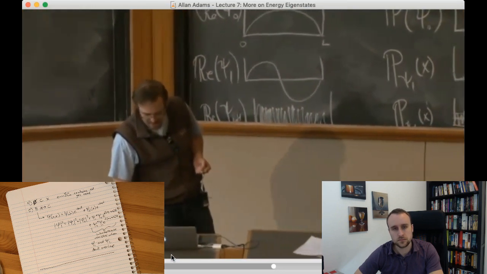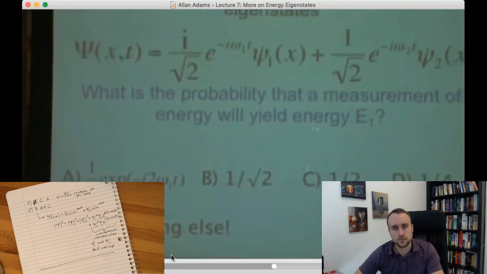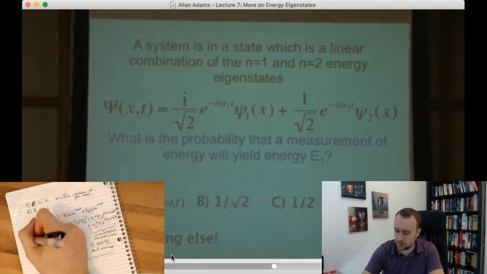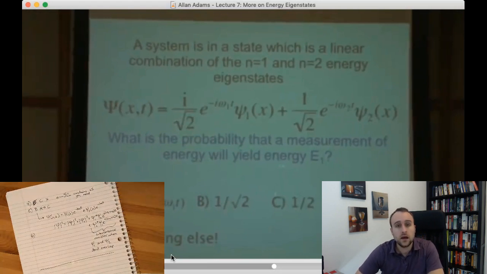So, consider a system which is in a state. Oh, so I should give you 5. Oh, we got more questions. All right. Question number 6. The system is in a state which is a linear combination of the n equals 1 and n equals 2 energy eigenstates. What is the probability that a measurement of energy will yield energy E1?